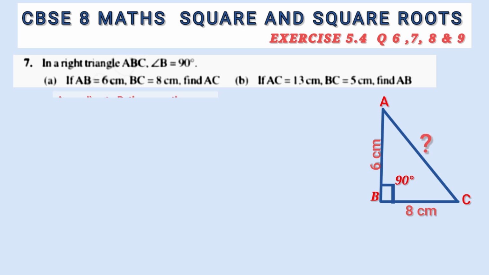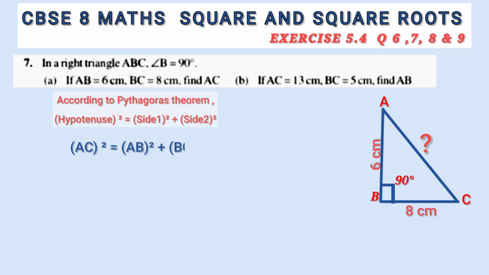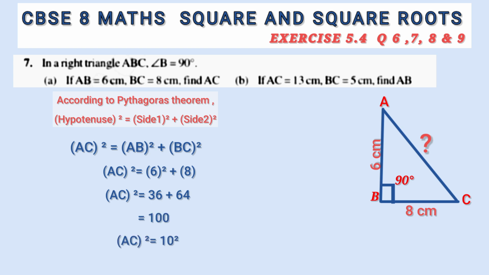To find hypotenuse AC, we will use Pythagoras theorem. According to Pythagoras theorem, hypotenuse square equals side 1 square plus side 2 square. That gives us AC square equals AB square plus BC square. On substituting values of AB and BC, we have AC square equals 6 square plus 8 square, that is 36 plus 64. 36 plus 64 is 100. 100 can be written as 10 square. So we have AC square equals 10 square. Remember, in the next step we don't have to square, we have to find the square root. So squares will be removed and we have AC equals 10 centimeter.